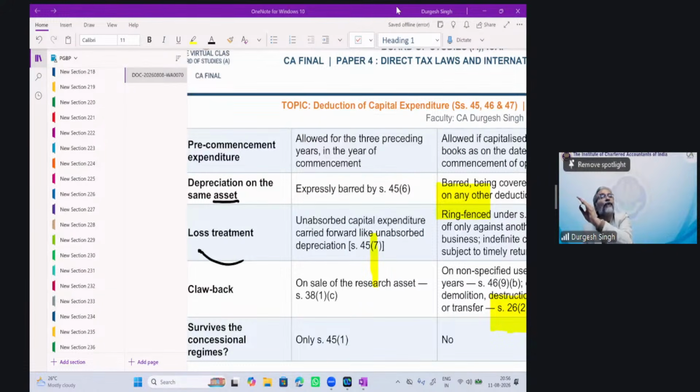That you have to take to your block of asset, and through the block of asset it will come through the depreciation route. So therefore, you don't get 100% deduction. 100% deduction is only available for scientific research, which we learned in 45 subsection 1. Then what is the point of 46 if it was being added to the block itself?